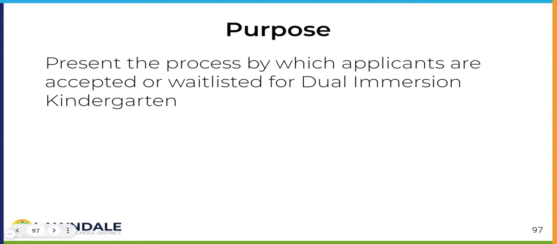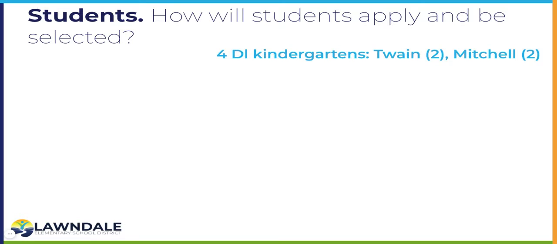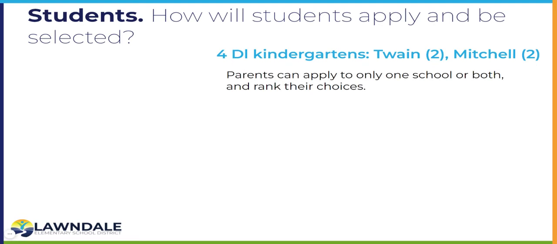Today we will walk through the process by which applicants are accepted or waitlisted for dual immersion kindergarten. We will focus on how students apply and how they are selected. Students can be selected for one of 4 dual immersion kindergarten classes, one of the classes at Twain or one of the classes at Mitchell. Parents can apply to only one school or both and rank their choices.